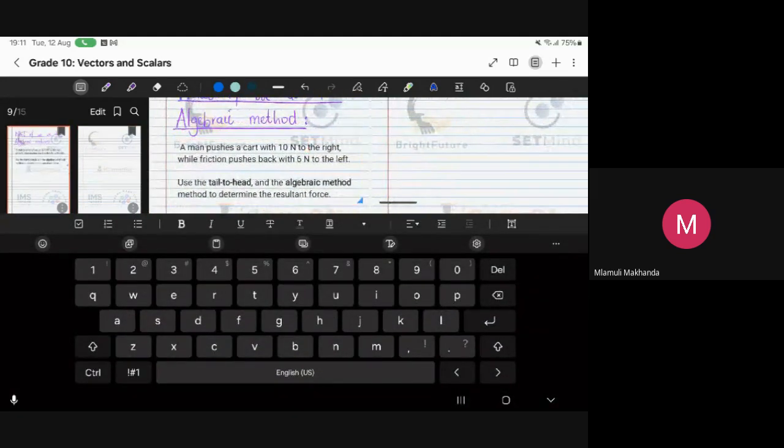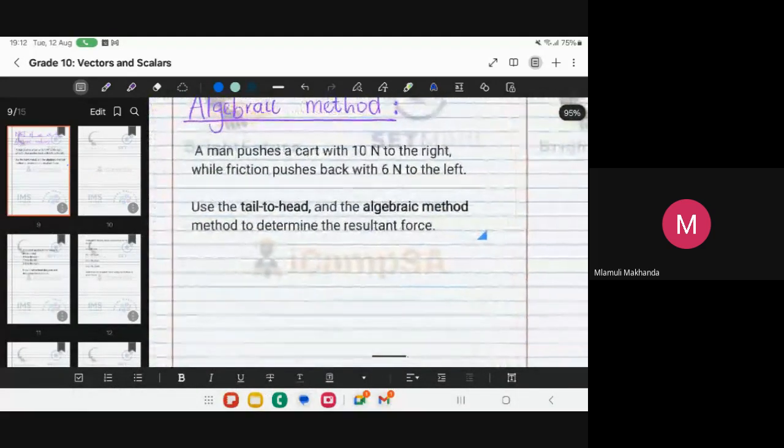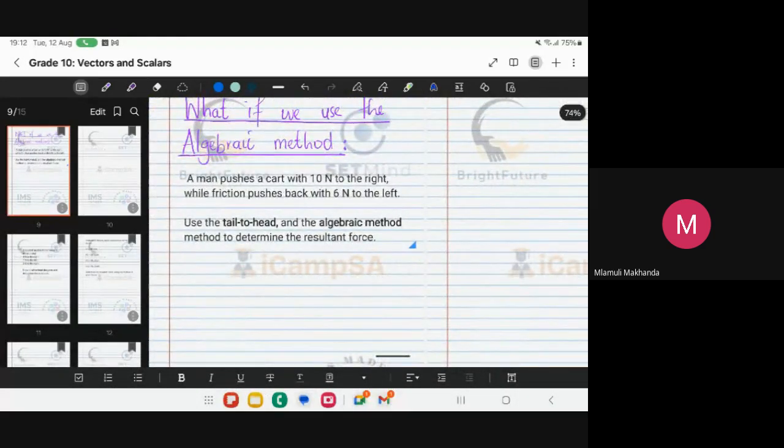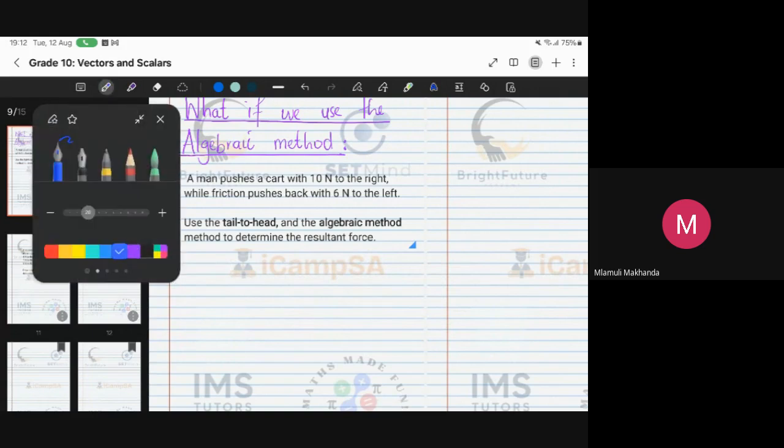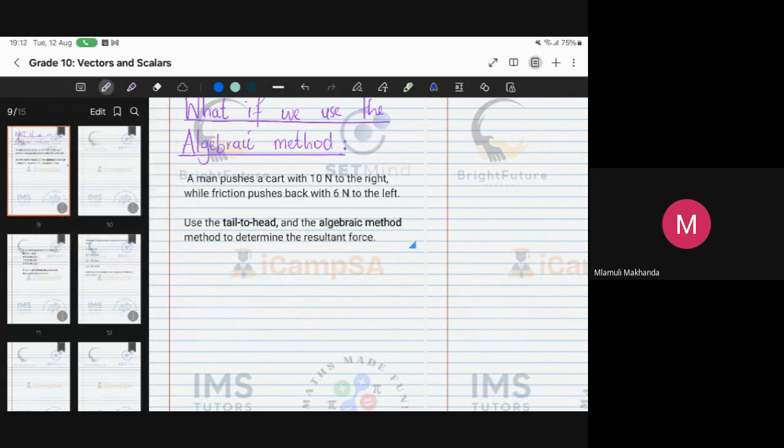Great. Now we're fine. So with the algebraic method, how does it work? Right, so let's do it like this. What you do with this method is the first step.